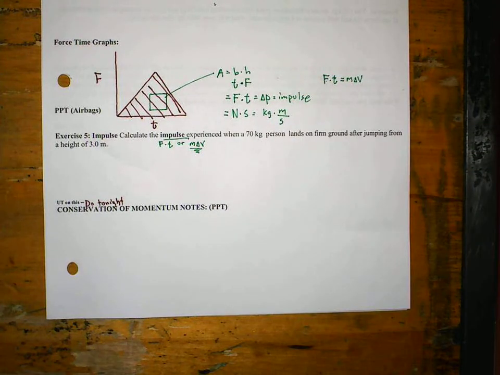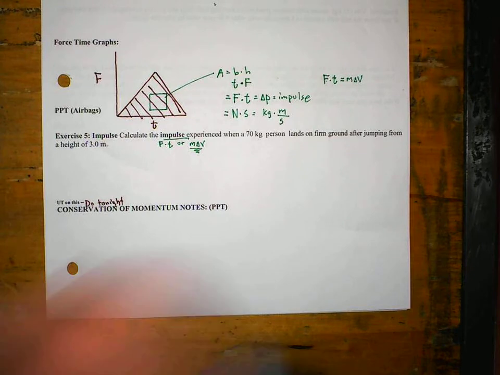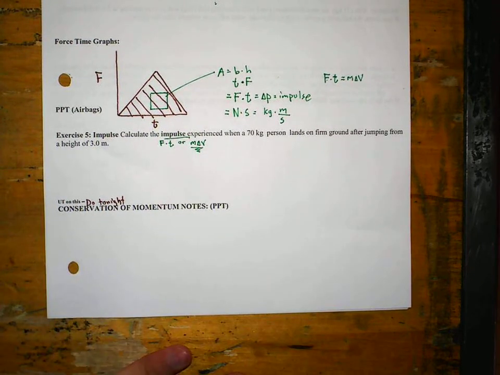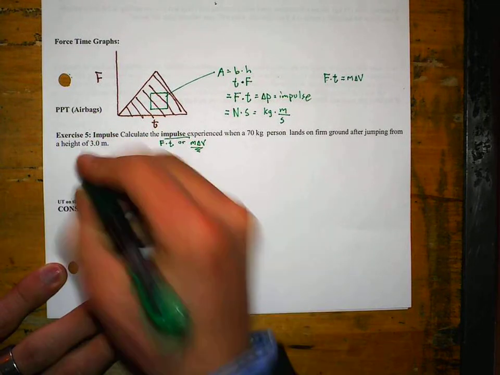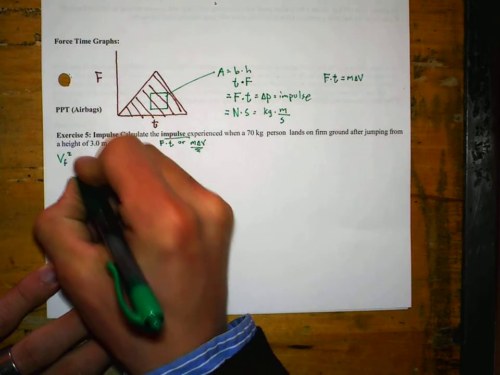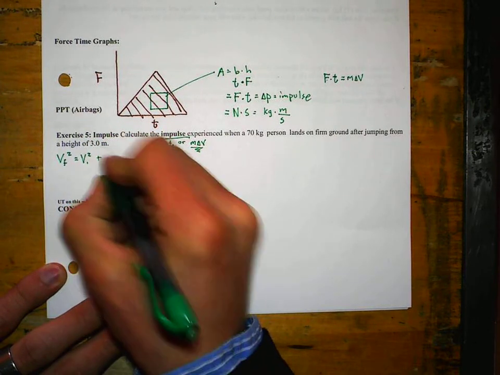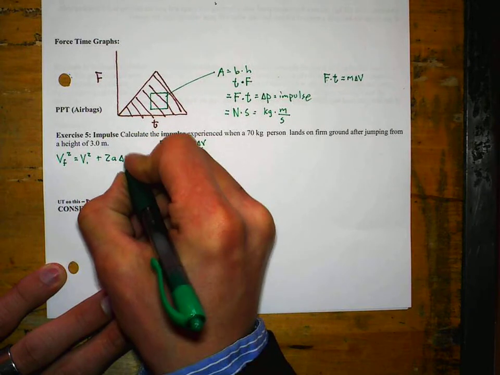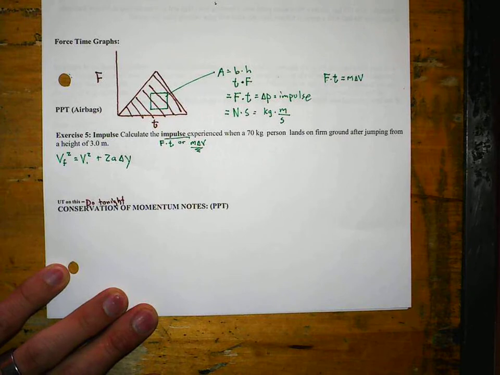How are we going to find the change in velocity? Find the speed they hit with. They're jumping from a height starting at 0 speed. And we can do this two ways. We can do this using kinematics or energy conservation. So let's put both equations, but we'll only use one. If we want to go kinematics, we do Vf squared equals Vi squared plus 2a delta y. That equation is nice because there's no time in that equation. So just a little review of kinematics.